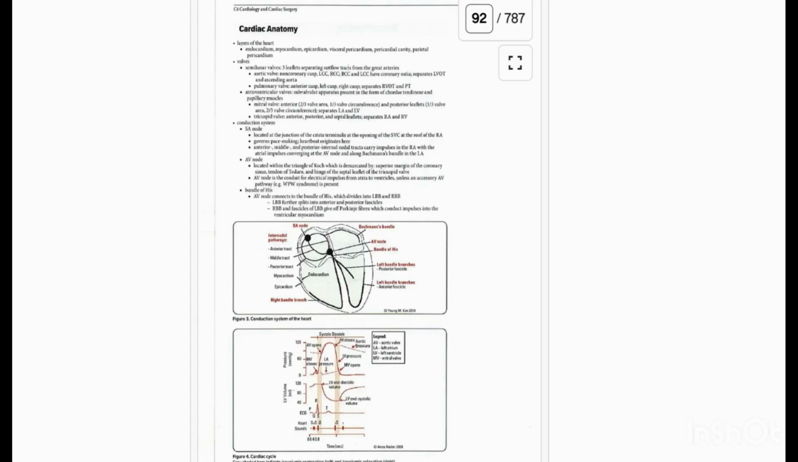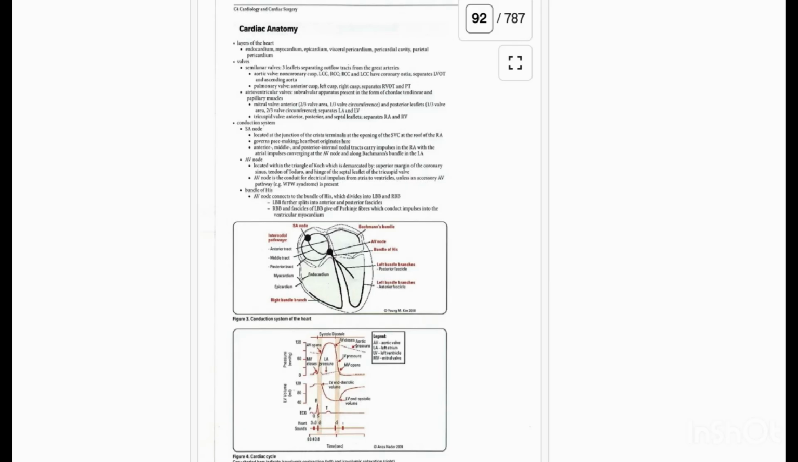First, we have the semilunar valves, each comprised of 3 leaflets that separate the ventricular outflow tract from the greater arteries. The aortic valve contains a non-coronary cusp, a left coronary cusp, and a right coronary cusp, with the right and left cusps housing the coronary ostia. This valve separates the left ventricular outflow tract, or LVOT, from the ascending aorta.